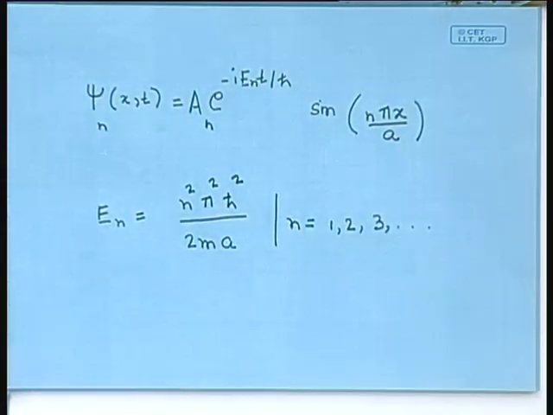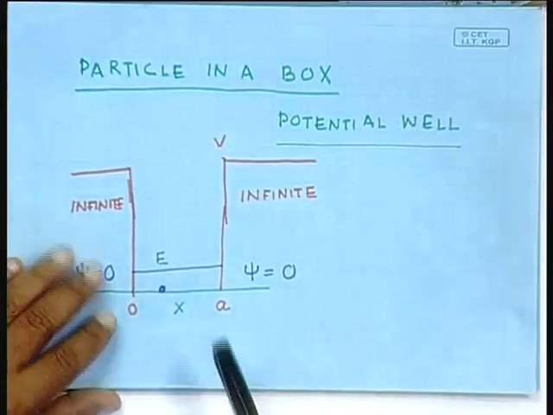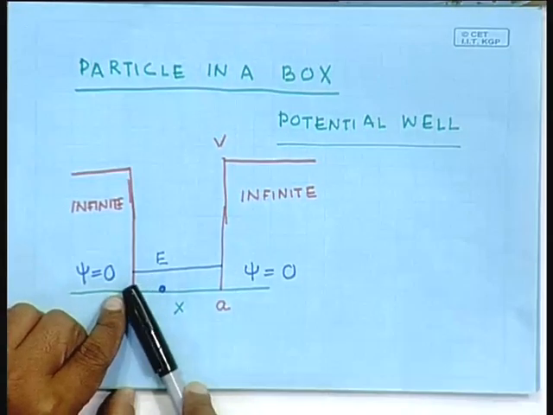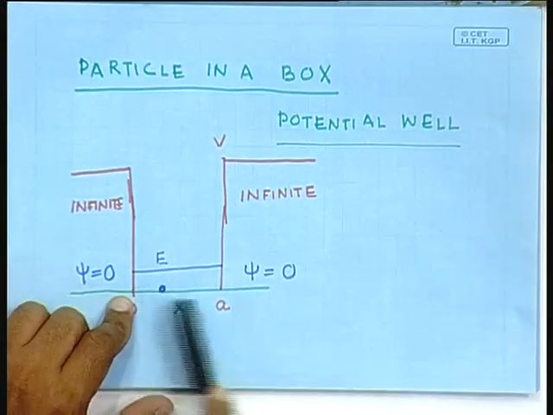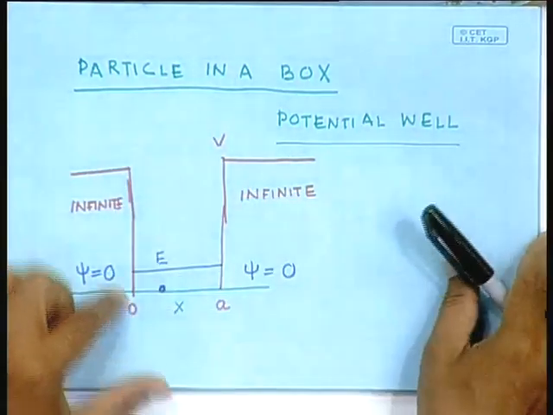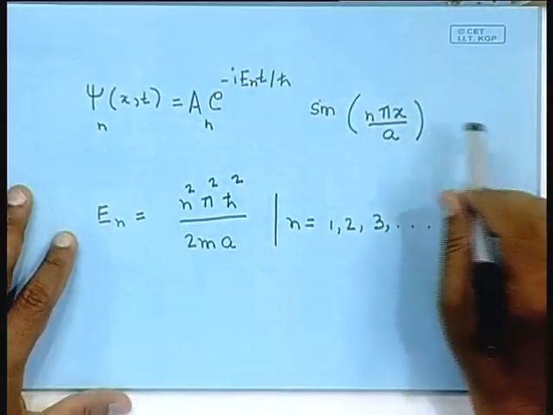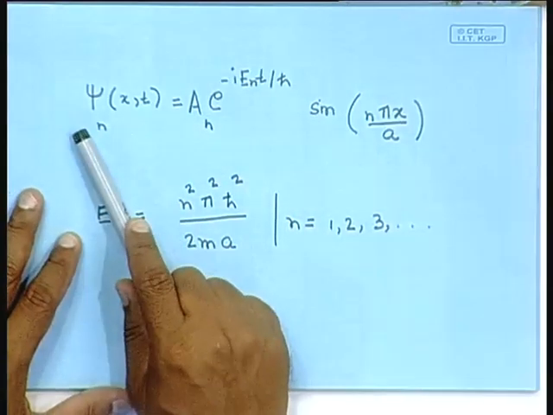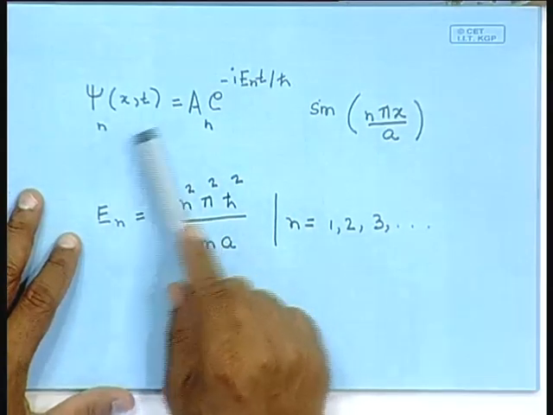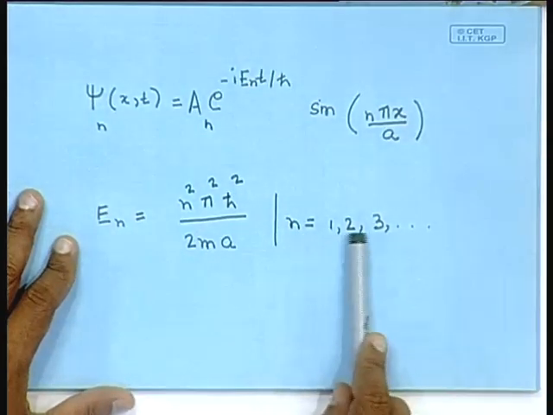So this is the general form for possible wave functions of a particle inside a potential well of extent a. The potential well extends from x equal to 0 to x equal to a. It is bounded by two infinitely high potentials, and the allowed solutions are of this type, psi x t. So there are solutions corresponding to different values of integer n. Possible values are 1, 2, 3, 4, etc.